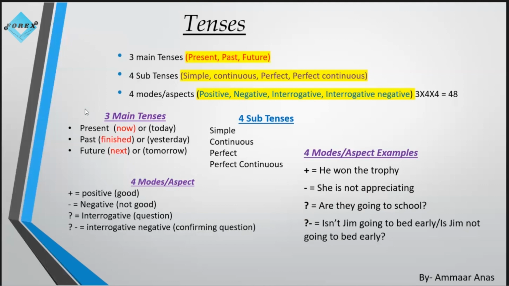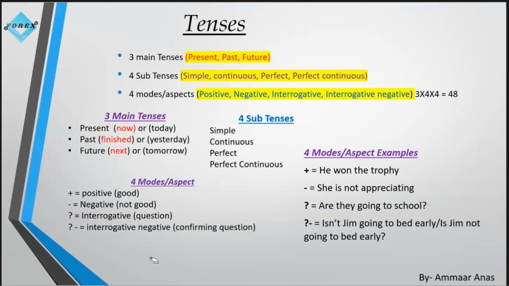And then let's look at the four sub-tenses, which are simple, continuous, perfect, and perfect continuous. I'll tell you in detail about these four topics. Now let's move on to the next one, which is the four aspects or modes. The first one is positive, negative, interrogative, and interrogative negative. If you see here, you might be wondering what these symbols are. Of course, these are the symbols which denote these words.